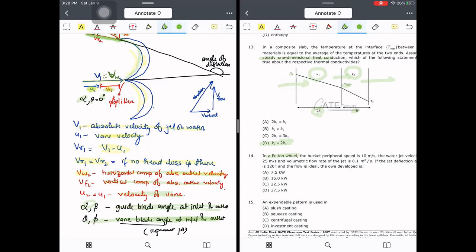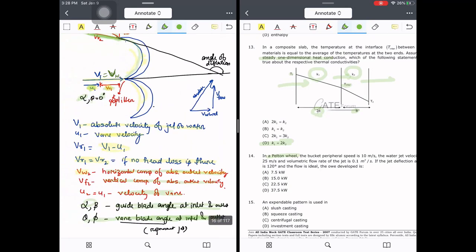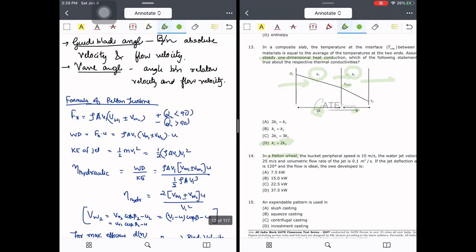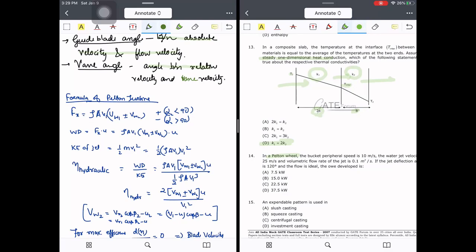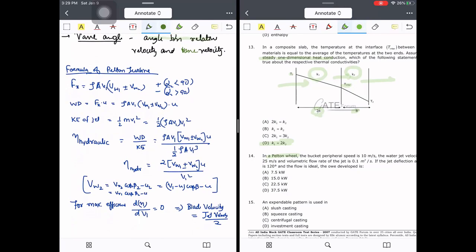Therefore we see the angles alpha and beta are the guide blade angles at the inlet and outlet, and phi and theta are the vane blade angles at the inlet and outlet. So this is the representation. This is my absolute velocity of the jet, which has been broken into two parts: whirl velocity, which is the horizontal component, and the flow velocity, which is the vertical component. Now the guide blade angle is between the absolute velocity and the flow velocity. Vane angle is the angle between the relative velocity and the vane velocity, not flow velocity, I'm sorry. It is vane velocity.